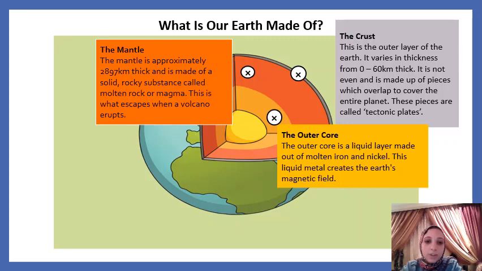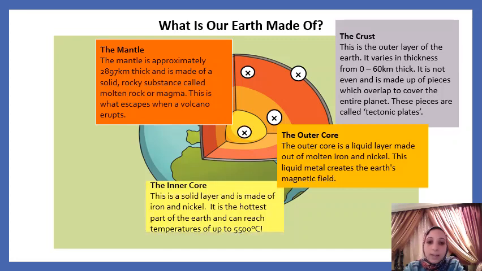The third layer, which is in the lighter orange color, is called the outer core. And here the temperature is very high. It contains minerals like nickel and iron. These metals are liquid because of the high temperature.